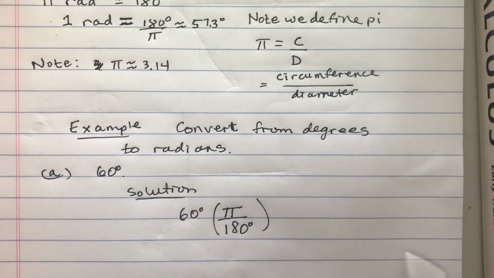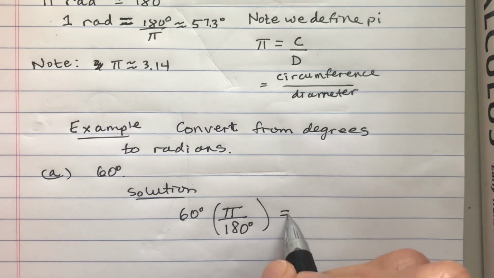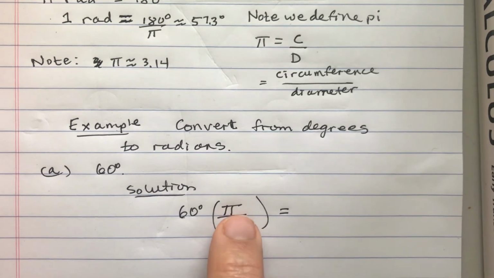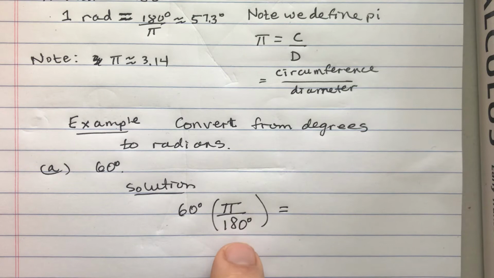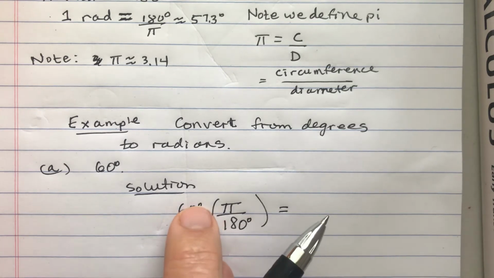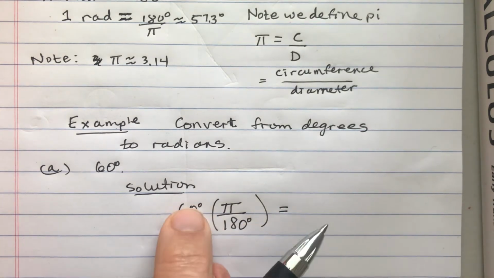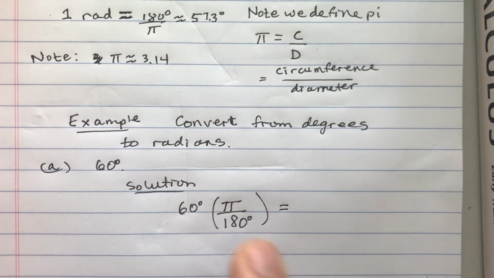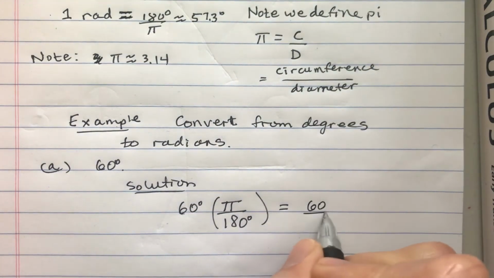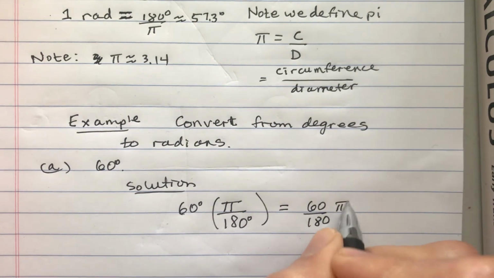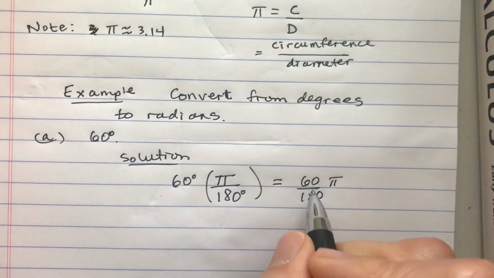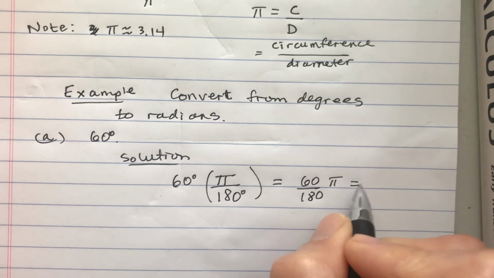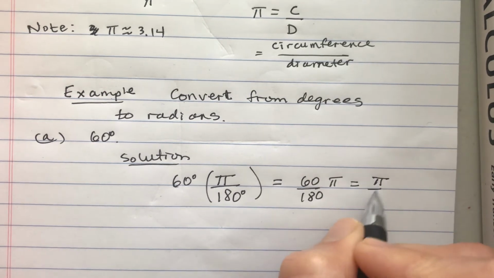When I write pi, I don't write radians. It's just understood it's in radians. Now, the degrees cancel out, just like with a fraction. Here we have a degree in the numerator, degree in the denominator. So our answer is going to be in radians. And then we can reduce by dividing numerator and denominator by 60. We get 1/3 pi, or pi over 3.